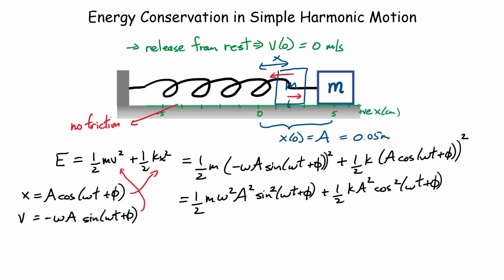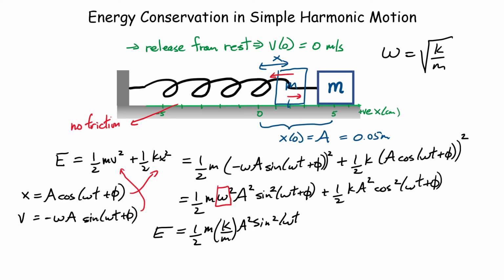Now, there is a simplification that comes here, because remember, for any simple harmonic oscillator, omega is the square root of k over m. If I substitute that definition in right here, we get a simplification that our total energy is 1/2 m. The omega squared here becomes k over m, times a squared sine squared of omega t plus phi, and let's just rewrite this other term here.